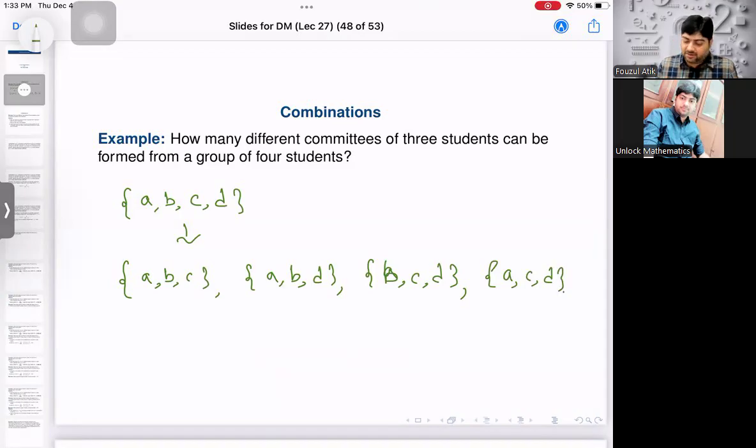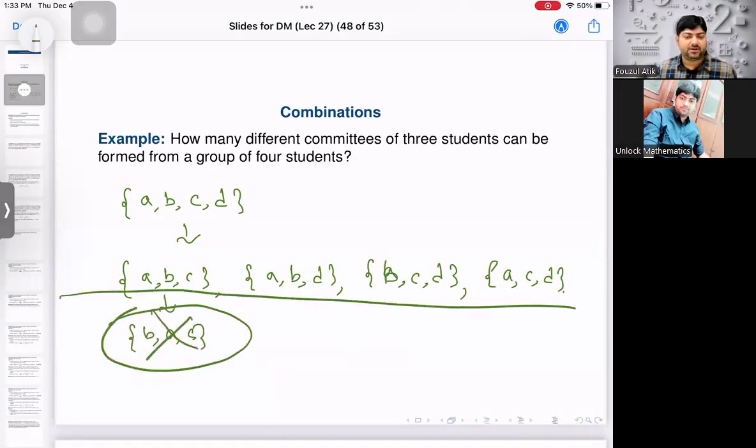Now whether this set and these sets are the same, B, A, C? This is the same. So that does not matter. Order does not matter, so I will not count this. So only these 4 ways one can do it, right? So one can select 3 students from a group of 4 students in these 4 ways. Now this is okay, manually we have done. Now how can we think of it generally?